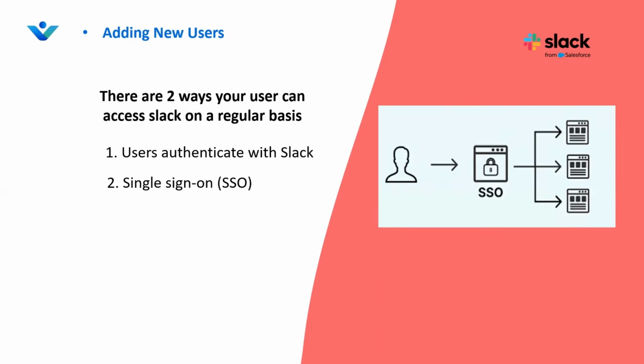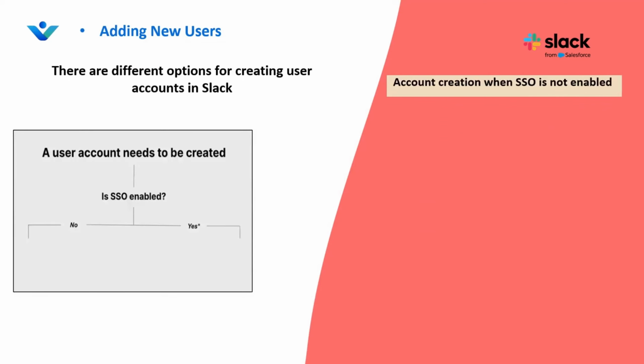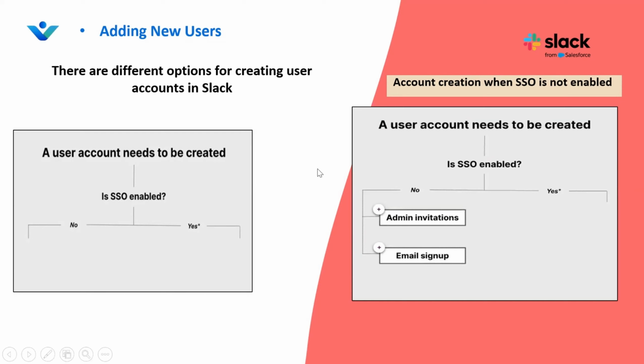There are a few instances when SSO is enabled or disabled. Let's understand when it is disabled. So there are two options: one is admin invitation, and another one is email sign up. In admin invitation, workspace owners and workspace admins can invite both members and guests to their workspace. Both can view pending and accepted invitations and make changes such as revoking and resending the invitation.